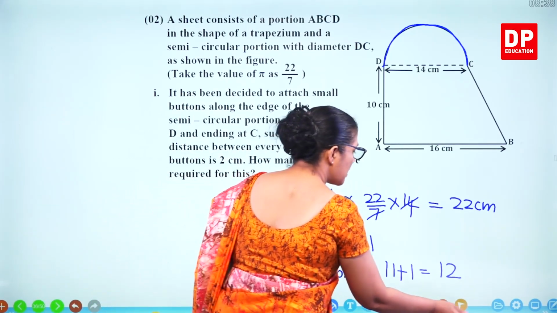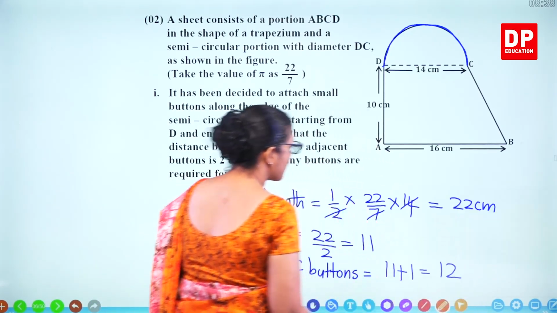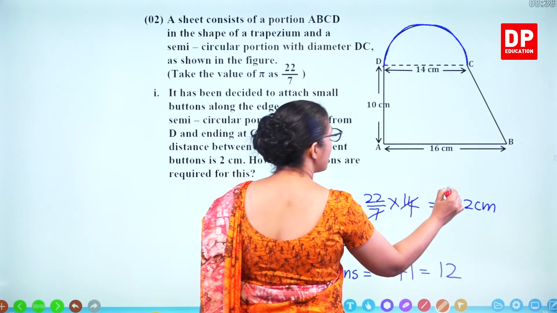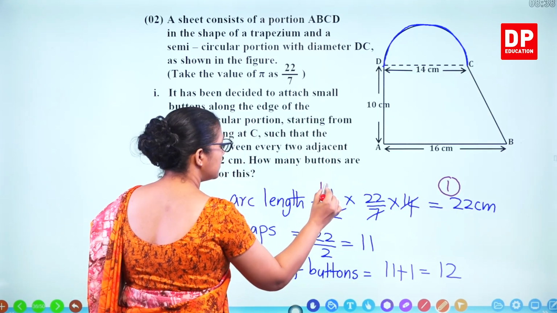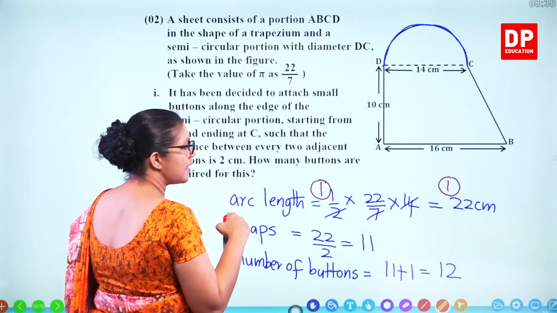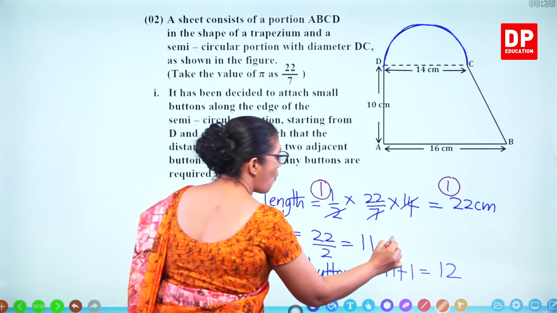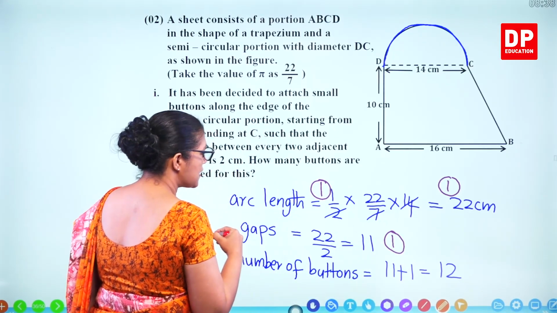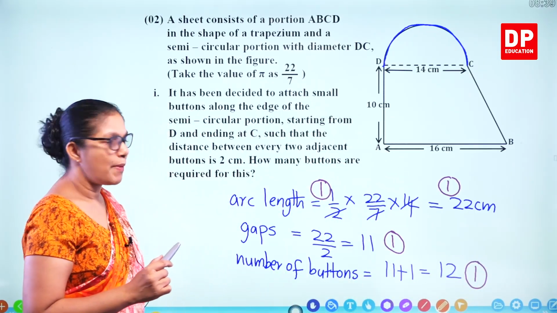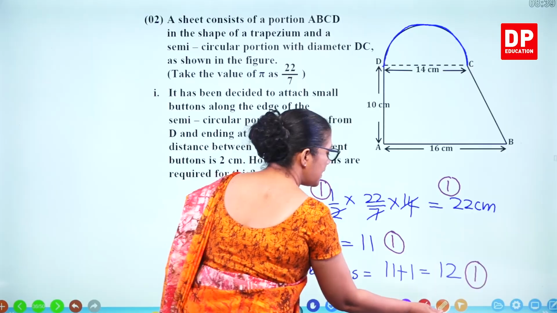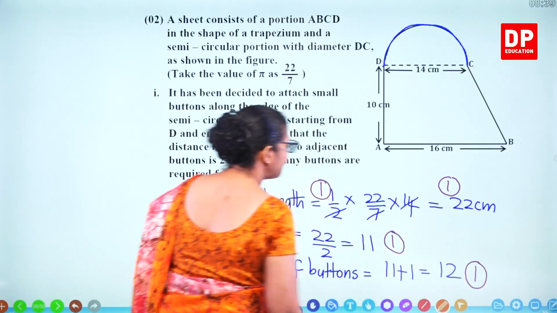So you get 4 marks for this part. 1 mark and 1 mark here, finding the answer as well as the method. 1 mark for finding gaps and 1 mark for finding number of buttons. Let's take the next part.